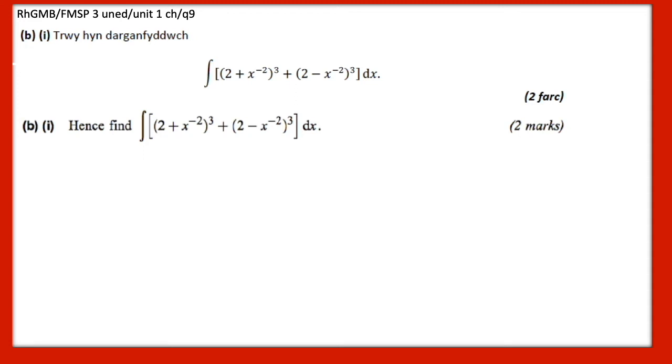Okay, so hence again, use what you've just done. Therefore what I've just managed to show is that this bit in here is the same as 16 plus 12x to the minus 4. So instead of doing the whole of that integration, I'm going to just replace that by 16 plus 12x to the minus 4.